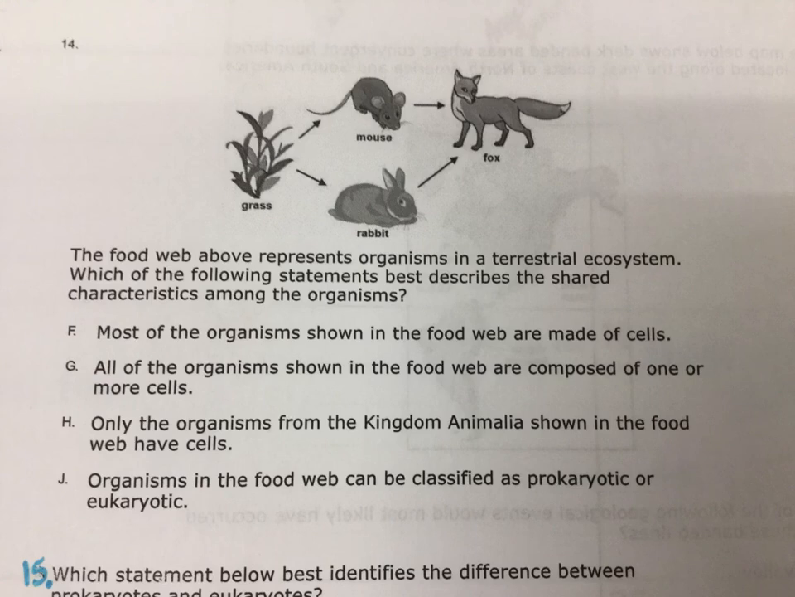F, most of the organisms shown in the food web are made of cells. G, all of the organisms shown in the food web are composed of 1 or more cells. H, only the organisms from the kingdom Animalia shown in the food web have cells. J, organisms in the food web can be classified as prokaryotic or eukaryotic.